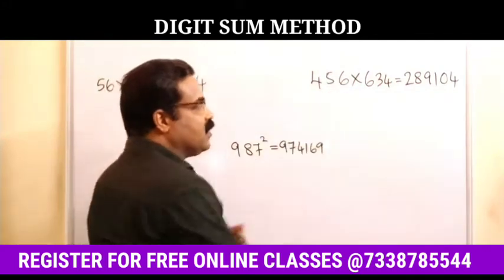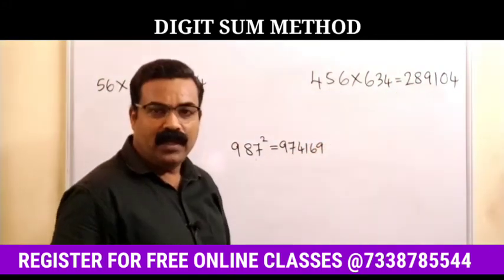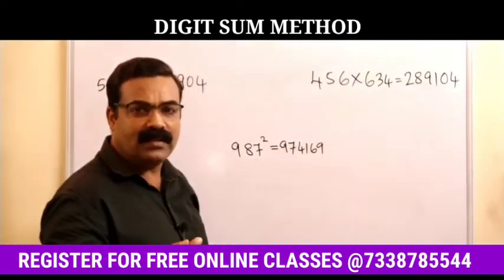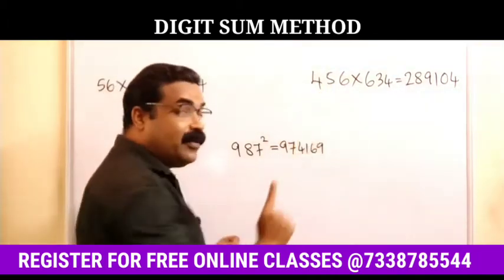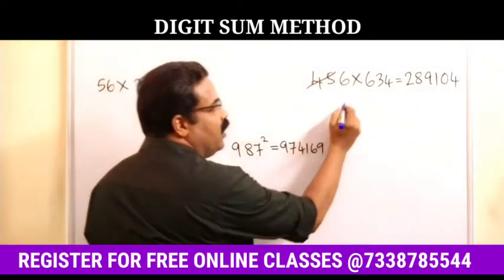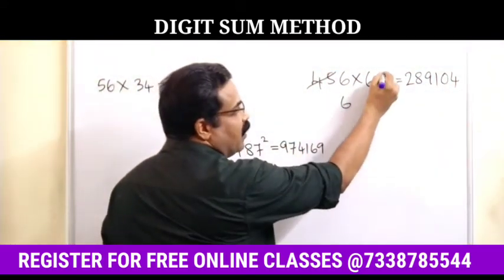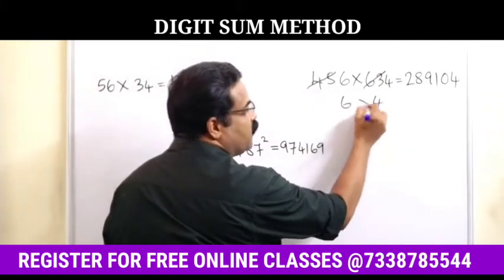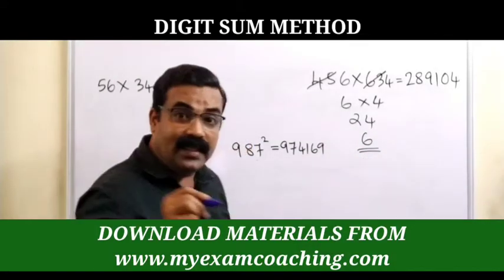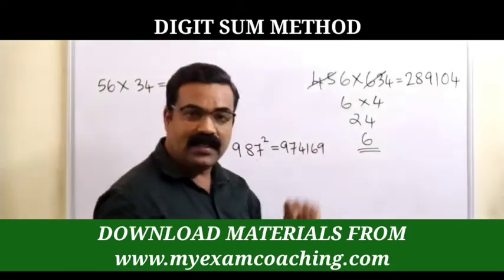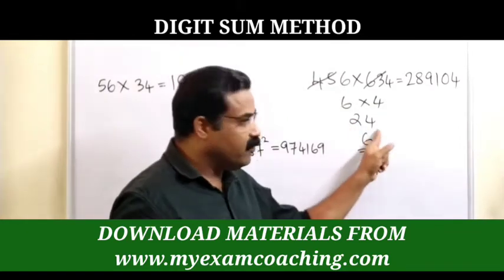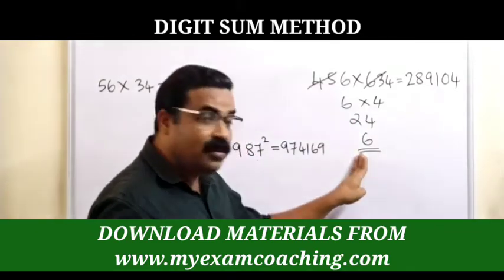Here it is 456 multiplied by 634. As I told you, any digits adding up to 9, or the digit 9 itself, can be cancelled out. 4 plus 5 is 9, so I can cancel 4 and 5. Remaining here is only 6. 6 and 3 is 9, so I can cancel those. Remaining is 4. What is 6 into 4? 6 into 4 is 24. What is 2 plus 4? 6. So the digit sum on the left hand side is 6, the sum of the digits 2 and 4.